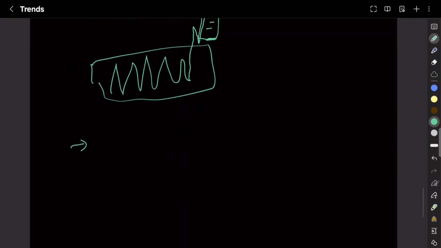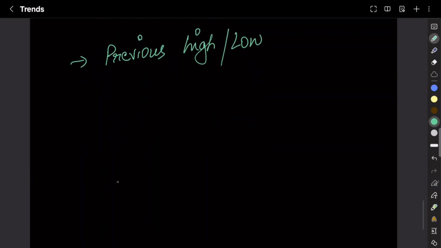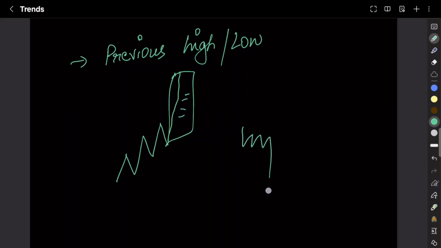It can also be out of a previous high or low. So let's say price is moving like this, and then price starts moving like this. So this is the breakout mode. Moving like this, and then price does this, breakout mode again. So this is the start of the trend. Mostly this is always there. So let's say it breaks out of here.